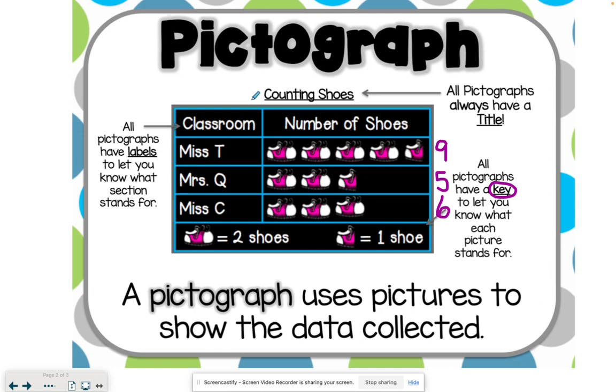So in this case, it says counting shoes. That is the main overall topic that we're talking about in this graph. And then we have 2 labels. We have classroom and we have number of shoes. Those are the labels or more broken apart information. All graphs have to have the title, the labels, and the organization of the information. A pictograph also has to have that key.